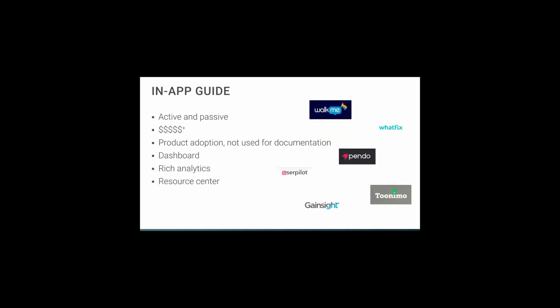So the last method I'm going to cover in terms of proactively reaching out to users are in-app guides. Now these in-app guides, there are many, many of them out there. It's just a few examples that I included on the right-hand side of the screen. With these, you can be both active and passive. So I will cover passive later, but I just want to let you know what these in-app guides can provide for you. They are often used for product adoption and not for documentation. And that may be because they can be quite expensive. And often they count the number of users that are accessing the in-app guide.